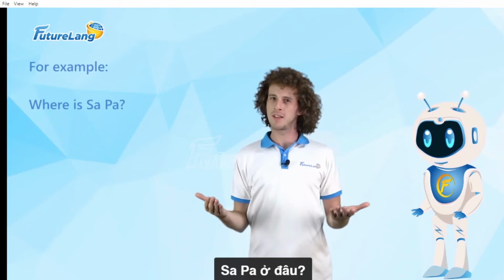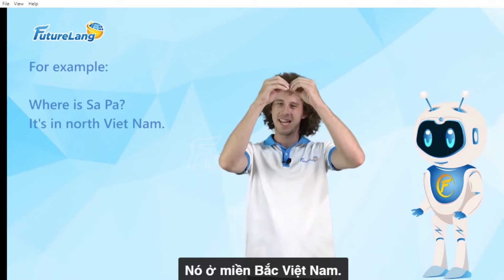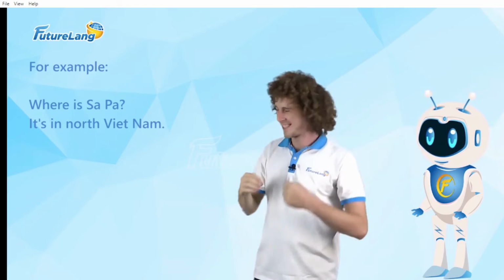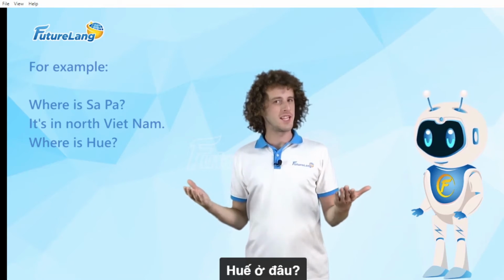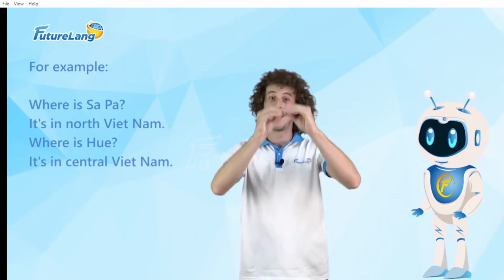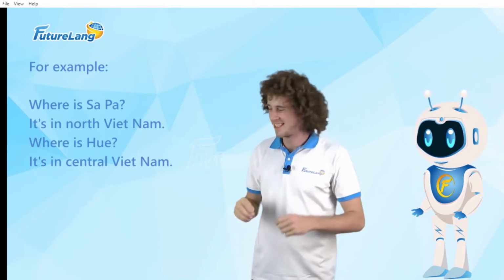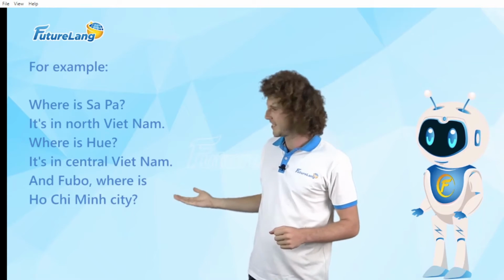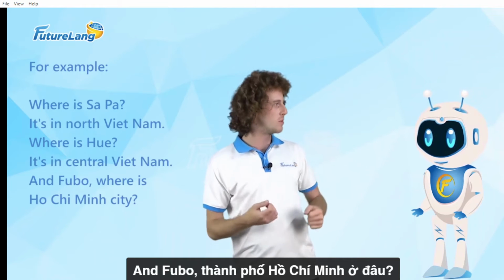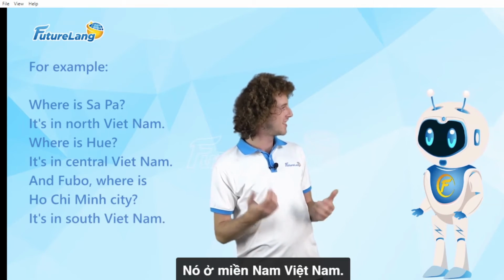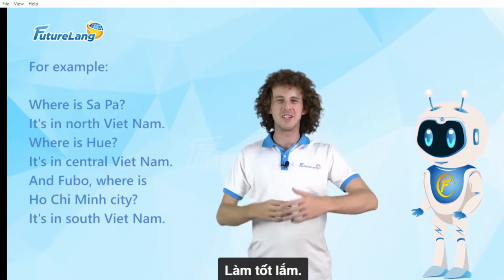Where is Sapa? It's in North Vietnam. Where is Hue? It's in Central Vietnam. And Fubo, where is Ho Chi Minh City? It's in South Vietnam. Perfect! Excellent job!